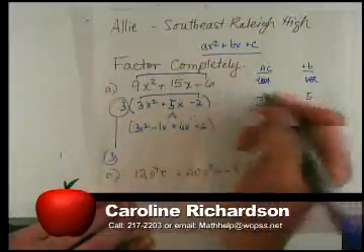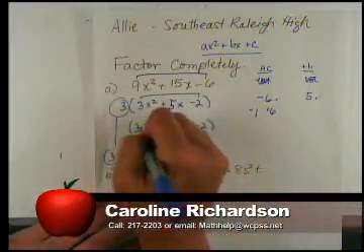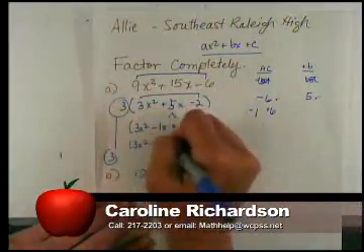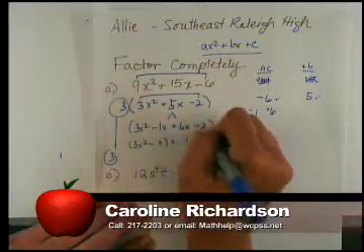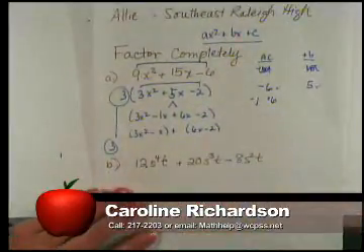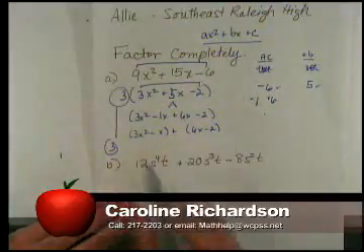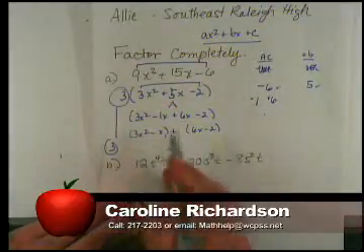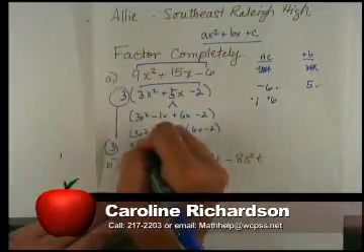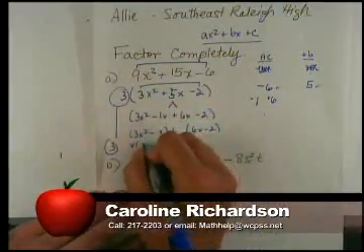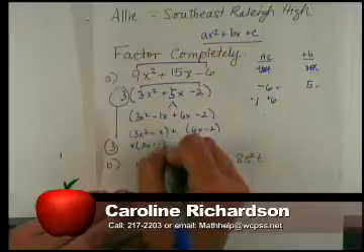All right, the next step is that you would group the first two and group the last two. Then you're going to find the GCF of each one of those, even if it's a 1. So what do 3x squared minus x have in common? Well, they have that x. So we'll factor out the x, and we're left with 3x minus 1.